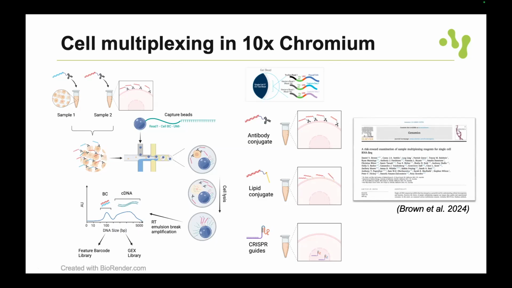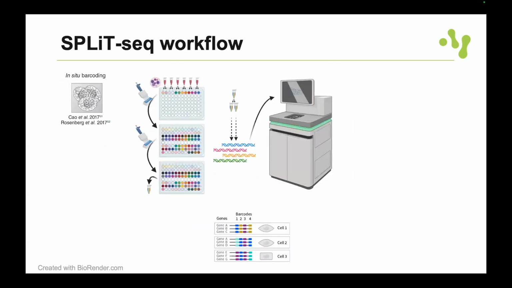There was a paper published last year comparing different multiplexing technologies for single cell. I could recommend it if you want to do it, and I will mention one more paper soon. But I wanted to go through also the split pool sequencing technologies. In situ barcoding was another name.